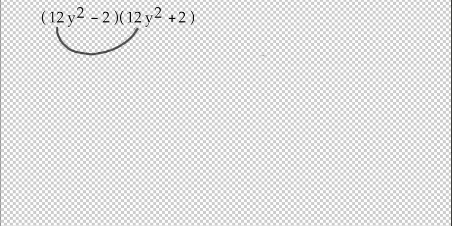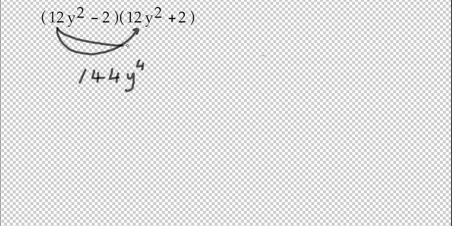Okay, let's have a look at this one. A bit nastier, but no different. It's a FOIL again. 12y squared times 12y squared is the first. What's 12 times 12? Remember, don't add them, please. 12 times 12 is 144. Now, what's a y squared times a y squared? We add exponents. You get y fourth. Okay, that is 12y squared times 12y squared.